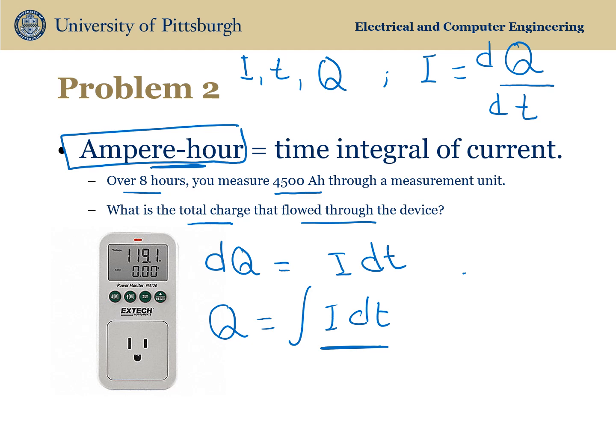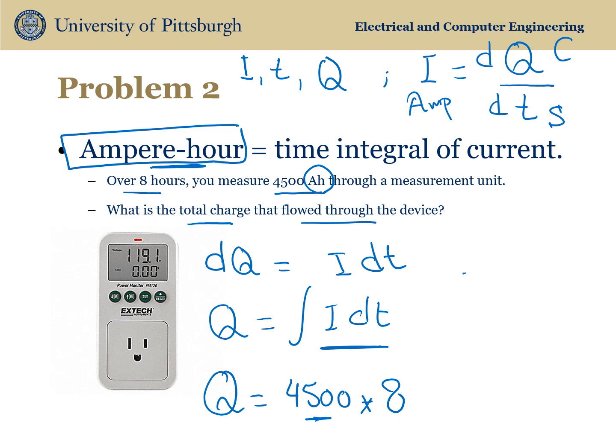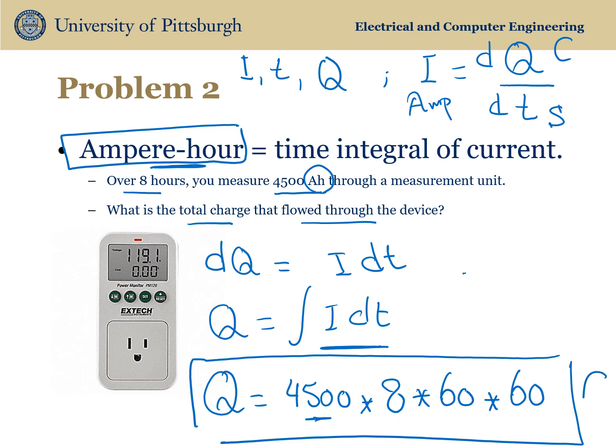So here we have our Q equals 4500. But that was measured in terms of hours. If you consider the units, we define current in amps, charge in coulombs, and time in seconds. So now we need to convert from this hour unit to seconds. First of all, those 4500 amp hours were measured over 8 hours. Within an hour, we have 60 minutes, and within a minute, we have 60 seconds. So now this should be our total charge, and the units are coulombs.